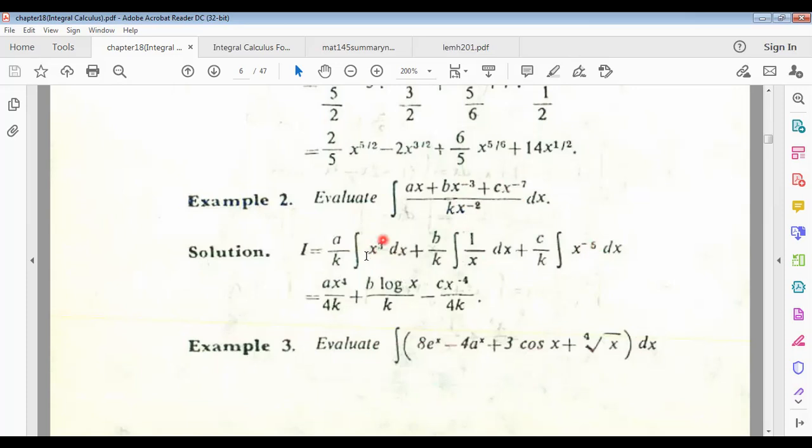So using the power rule, x to the power 3 plus 1 divided by 3 plus 1. And the 1 by x formula, what? Log x. And the x to the power minus 5 formula, what will it be? X to the power minus 5 plus 1 divided by minus 5 plus 1. Okay.